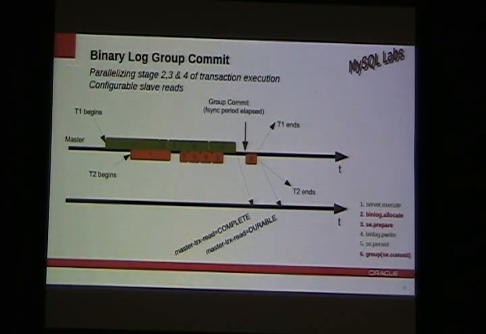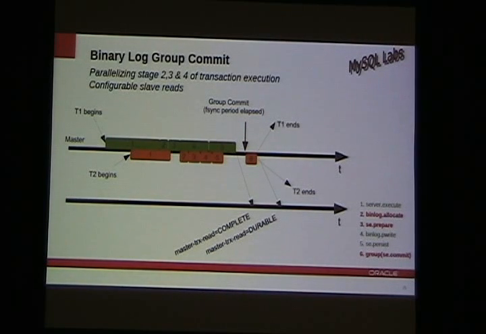The idea is basically this. When you execute transactions, you go through different phases. Before this patch, different stages needed to happen in sequential order. After this patch, these are now parallelized, so they can happen at the same time. So when the master writes the binary log, it can now write it in parallel and make it much quicker.